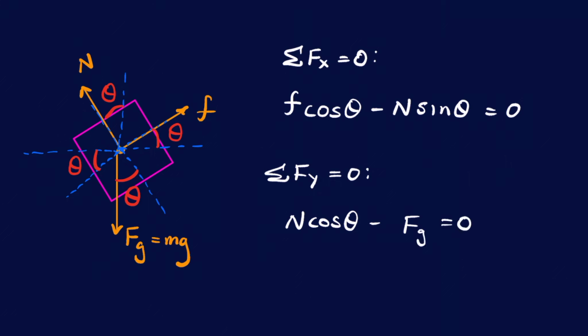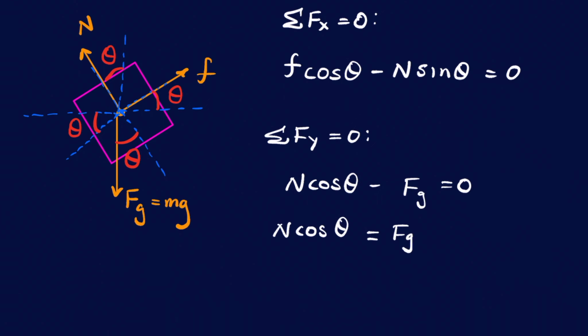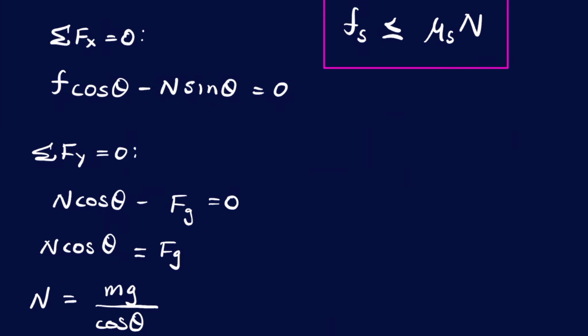Now, since we want to find the normal force, we need to subtract the force of gravity from both sides and divide both sides by cosine theta. Now, I just substituted in mg for the force of gravity, just so you know what I did. So now, we want to solve for the friction force. And in order to do that, we'll have to subtract N sine theta from both sides and divide both sides by cos theta.